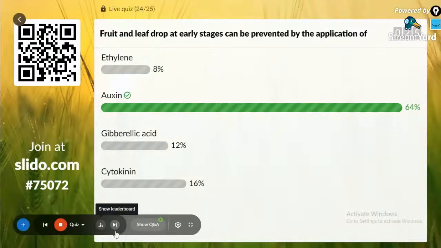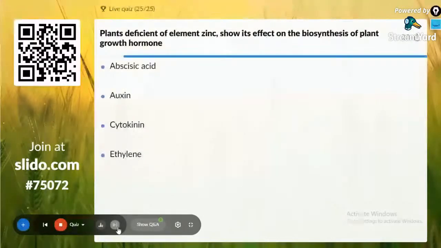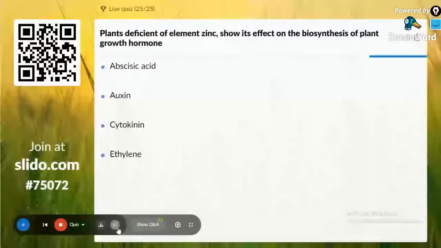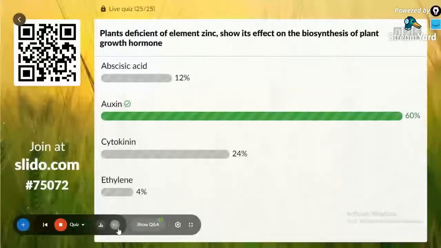Last and the final question from the chapter Plant Growth and Development on the screen. Plants deficient of element zinc show its effect on the biosynthesis of plant growth hormone: abscisic acid, auxin, cytokinin, and ethylene. 60 percent, 25 students.